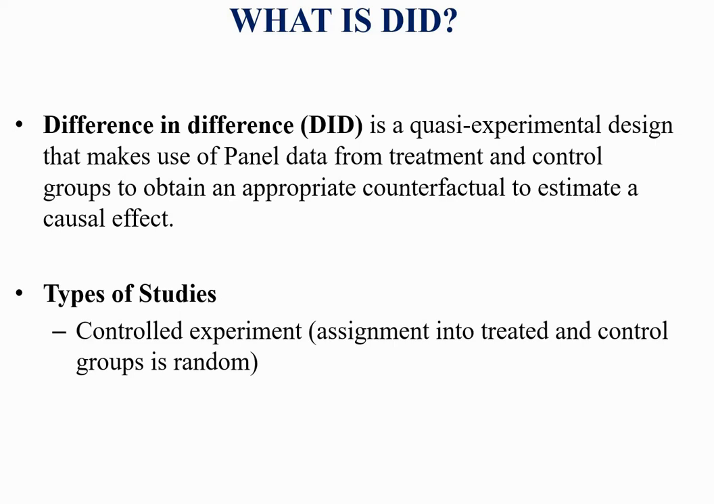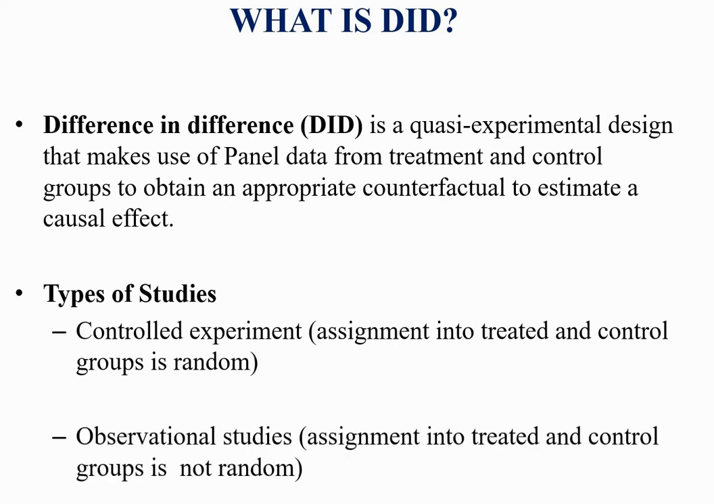Okay, so for such controlled experiments, assigning groups, or let me say people, into treated and then control groups is done randomly. But there are some instances where doing this randomization is practically impossible. So we have observational studies where assignment into treatment and control groups is not random.